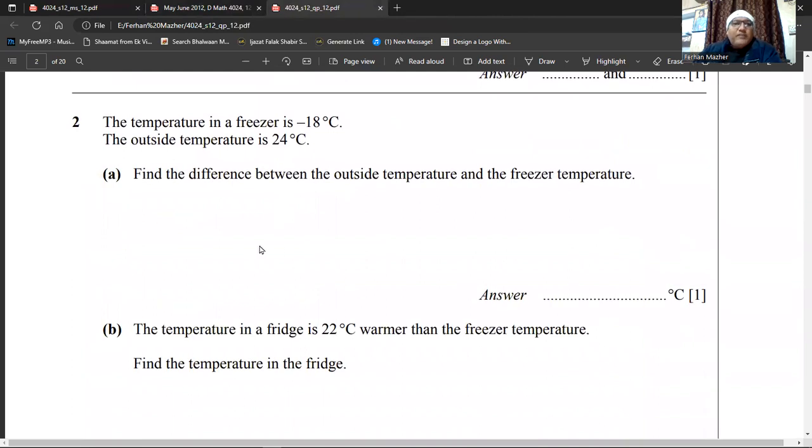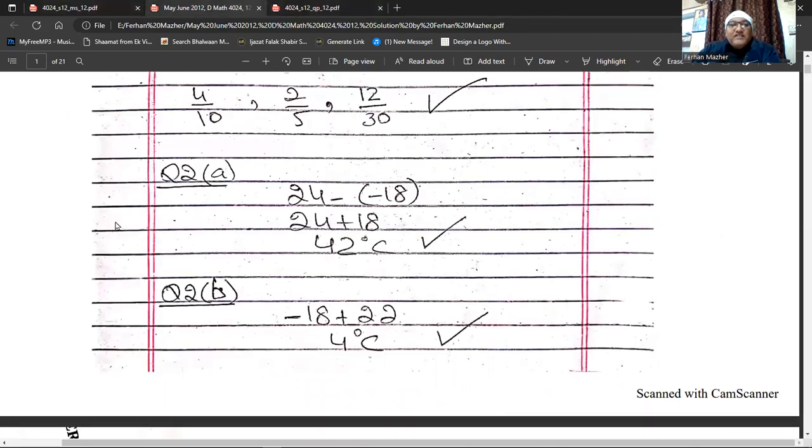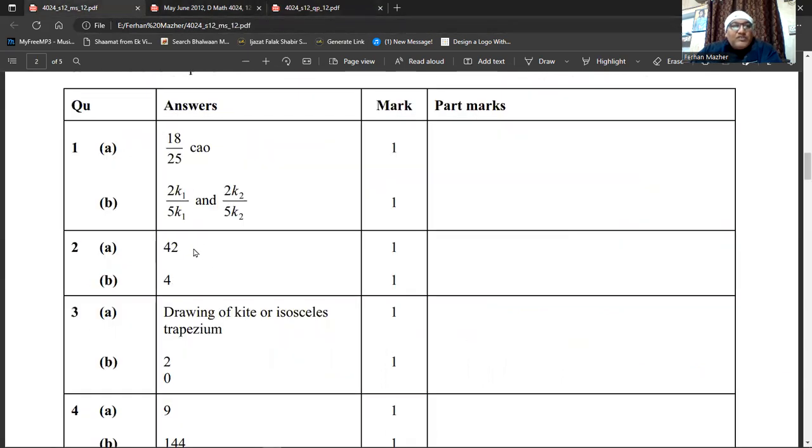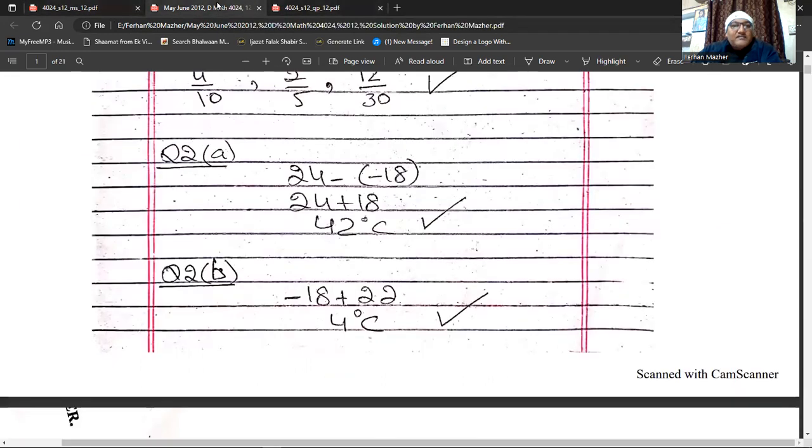Question number 2, A part, he says the temperature in a freezer is minus 18 degrees centigrade. The outside temperature is 24 degrees centigrade. Find the difference between the outside temperature and the freezer temperature. So the difference between them will be 24 minus minus 18. Minus will become positive, so it will become 24 plus 18. That will be 42. 42 is the answer. Yes, the answer is right.